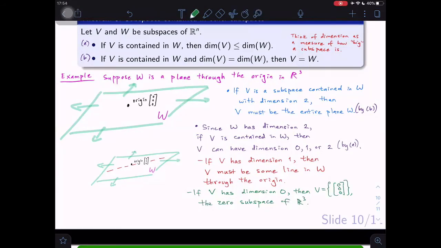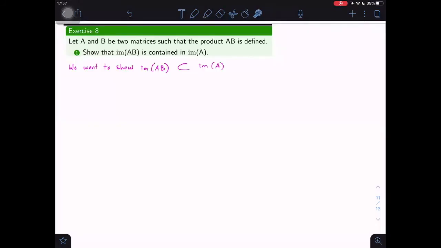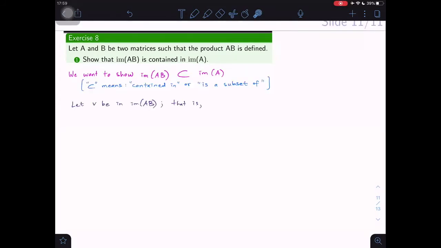Next, we will talk about the connection between the rank of a matrix and products. Suppose I have two matrices so that the product AB is defined. I will show that the image of the product is contained in the image of the first matrix. We want to show that as a set, the image of AB is contained in the image of A. The symbol means contained in or subset of. This is similar to what we have done before.